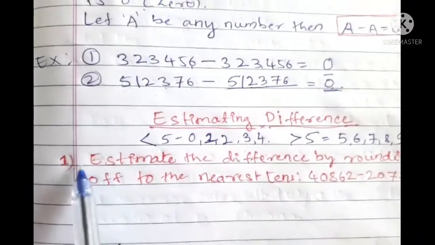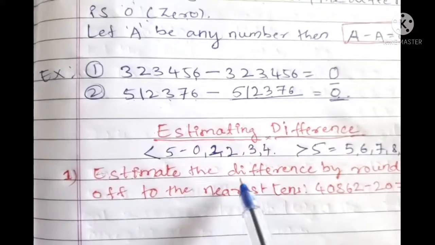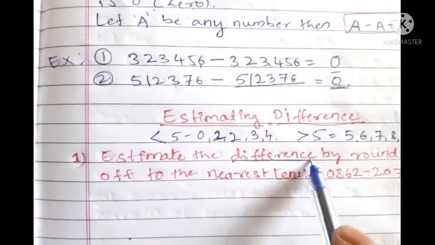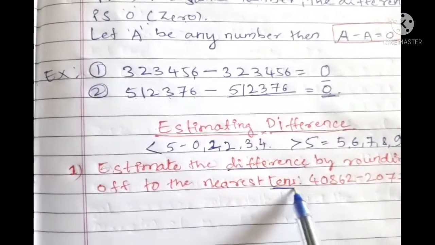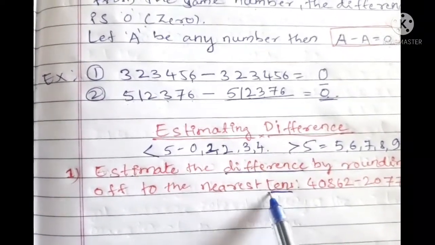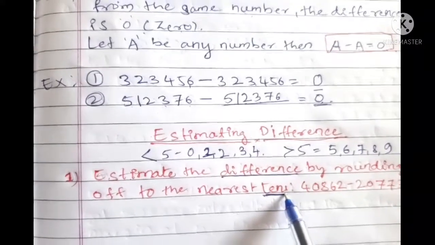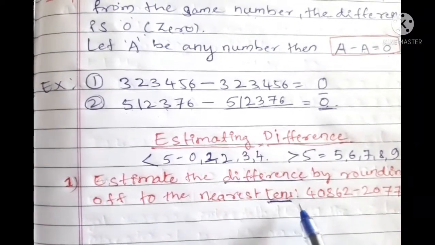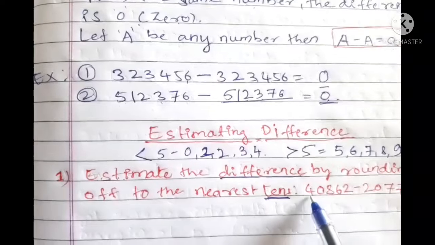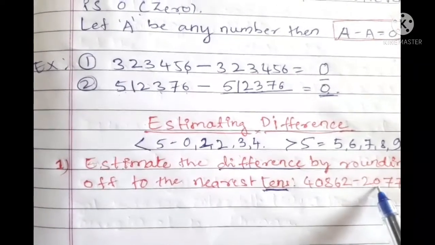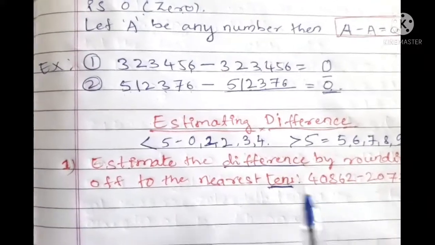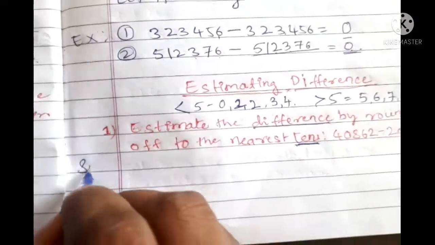Estimate the difference. Here the difference is to be found by rounding off to the nearest tens. What place do we have to observe? We have to observe the ones place. What are the numbers given? 40,862 minus 20,773. What do we have to do? How do we write the solution?